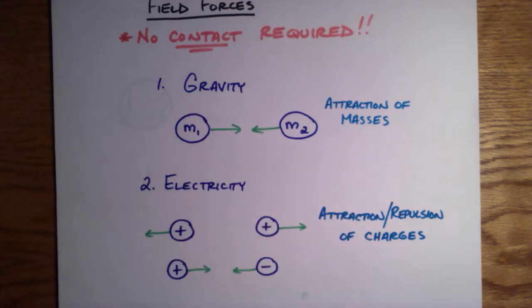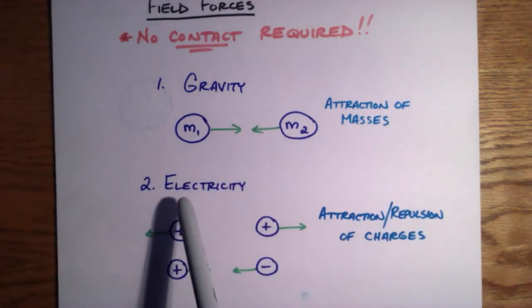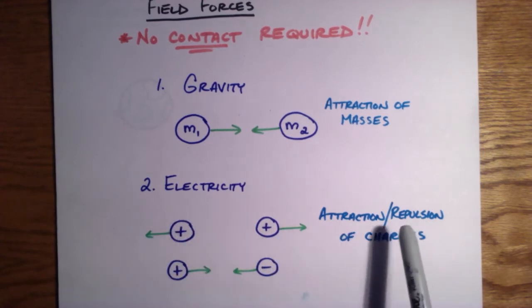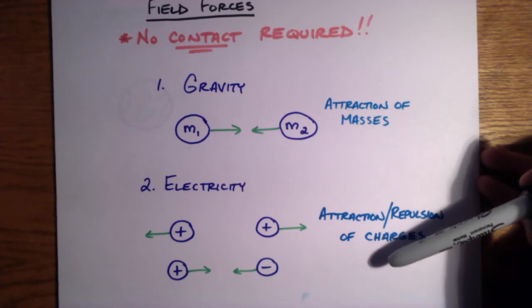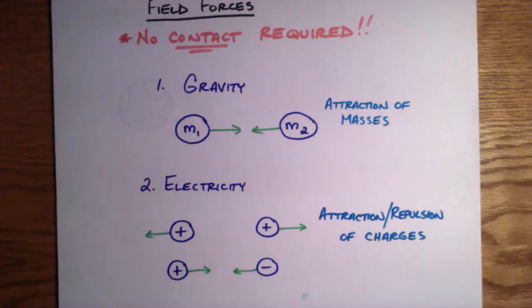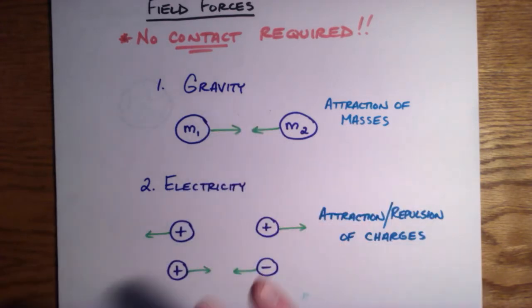Now, obviously, gravity is the attraction of two masses. And at this point, you should know that electricity is just the attraction or repulsion of charges. So while gravity deals with mass, electricity deals with charge. And we'll actually start to see that these two are eerily similar when it comes to not only the concepts, but a lot of the mathematics as well.